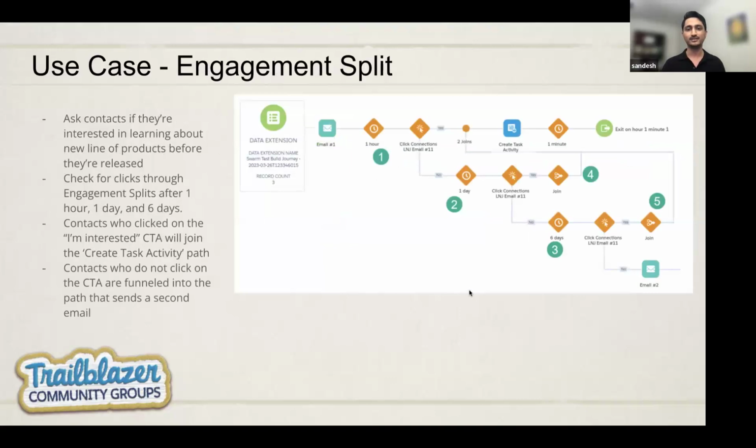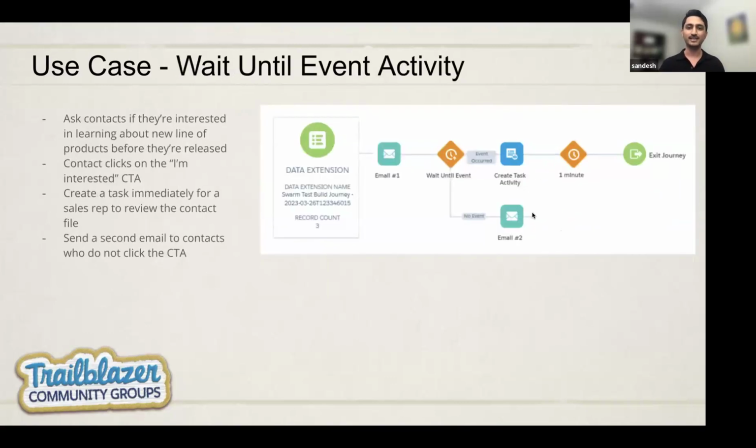And it's also clear in the concept. As in here, we had to kind of look at it and understand what is even going on. Here, it's very clear from the journey canvas itself what's going on. We're just waiting for the event. If the event happens, in this case, the event is clicking on the CTA, but it could really be anything. If the event happened, we create a task. If it didn't, we send an email.